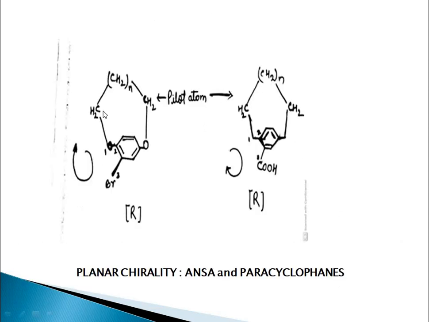Similarly, this is planar chirality. Planar because this is benzene in one plane, but if it has heteroatoms at the end, this is like a handle, and if it is attached to methylene groups in a cycle, the number n should not be more than 8, otherwise this becomes very large and this ring will be easily able to flip in and out.